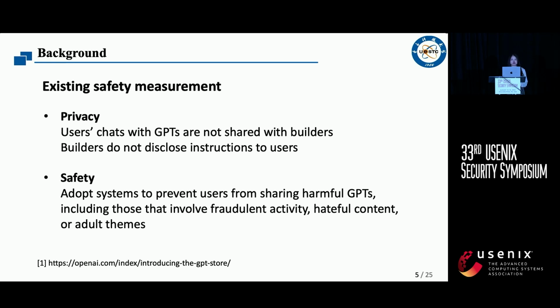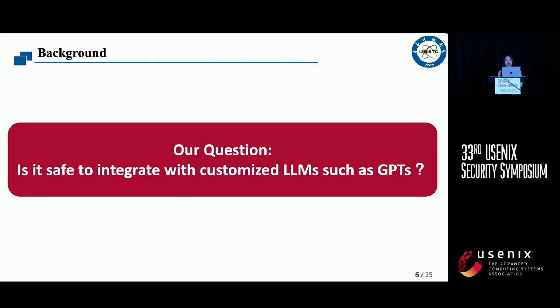Current safety measures focus on privacy and content safety. For privacy, users' chat histories are not shared with the builders, and the builders do not disclose instructions to users. On the safety front, OpenAI has adopted systems to prevent users from sharing harmful GPTs, including those that involve fraud, hateful content, or adult audience segments. Despite these measures, an important question remains: is it truly safe to integrate customized large language models such as GPTs?